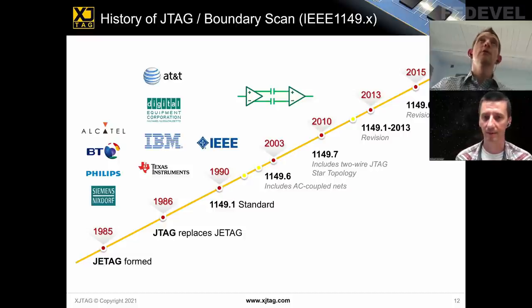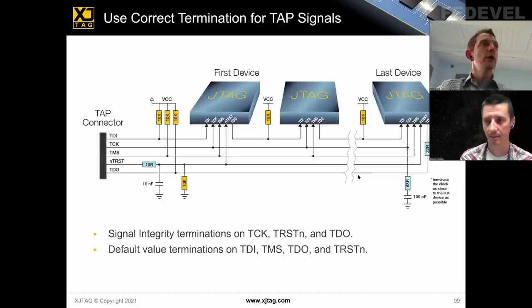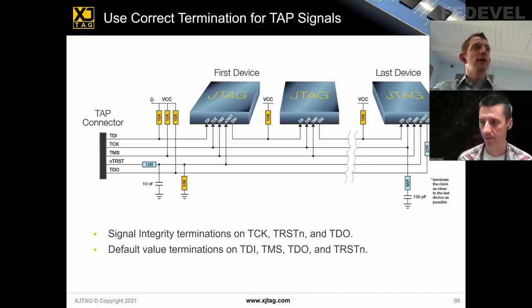So there are no physical requirements on the bus. There are recommendations of what you should do on the bus to make it operational. As we were talking about earlier, it's a high speed interface and you should treat it as such. Adding appropriate termination and appropriate pull-ups will make the interface better.